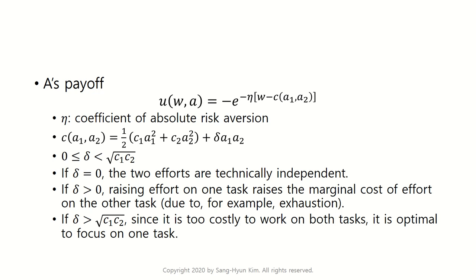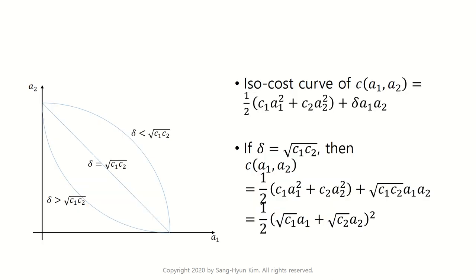And you may wonder why then. Okay, so that intuitively makes sense. If delta is too large, then doing multitasking is too costly. But then why square root C1 times C2? You may wonder. So let's look at this diagram. What is this? They are iso cost curves of the cost function. So you fix the cost level and you want to plot the A1 and A2 which give the same level of cost. The iso cost curve looks like this.